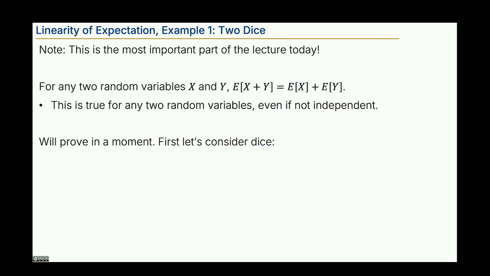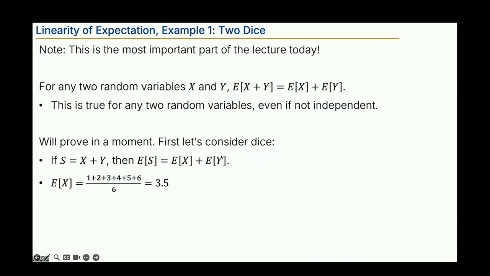So let's consider dice as an example. If S equals X plus Y, then the expectation of S is the expectation of X plus Y. If I just apply this property, I can say the expectation of X plus the expectation of Y. So what's the expectation of a single die? Well, that's still a little annoying. I've got to sum 1 plus 2 plus 3 plus 4 plus 5 plus 6, divided by 6, and get 3.5. That's not so bad. But then once I have two dice, I get to say it's times 2. There's two dice, so the expectation's twice as big.